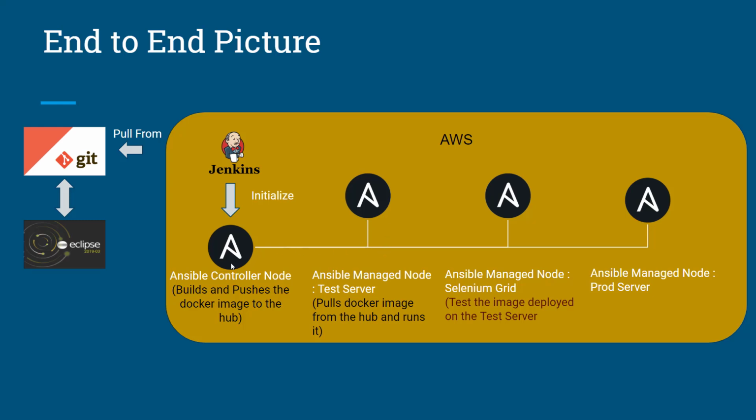So the next step is going to be for us to build and push the Docker image to the hub. We're going to first understand how to build a Docker image using Jenkins, and then what it means to push a Docker image to the hub, and what exactly a hub is, and what we do there. All right, so that is what we are going to do next.